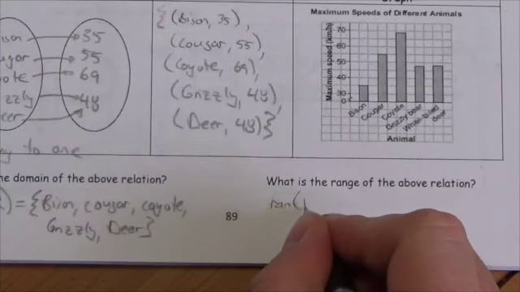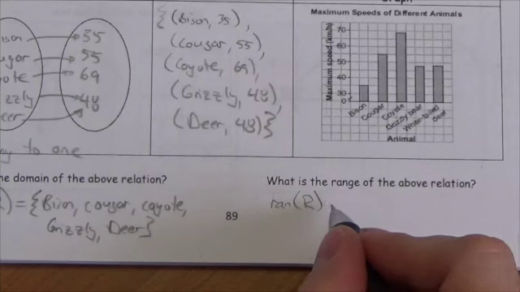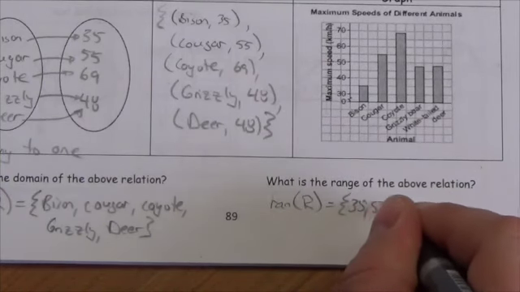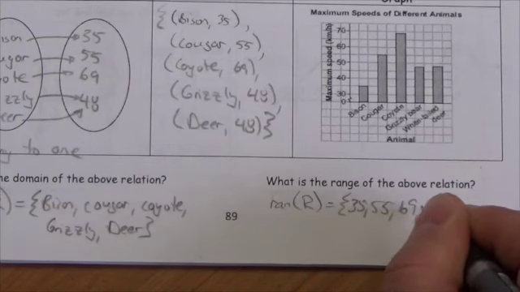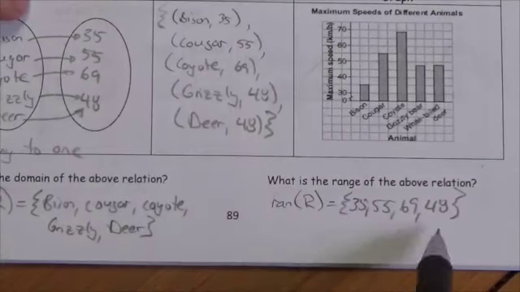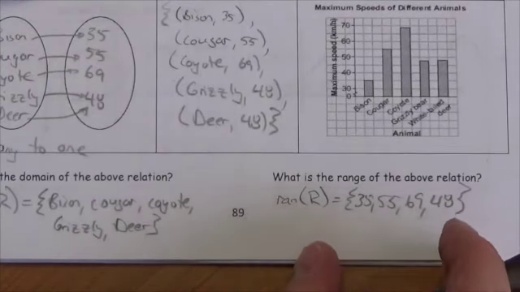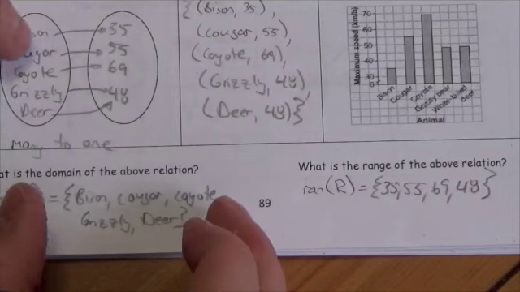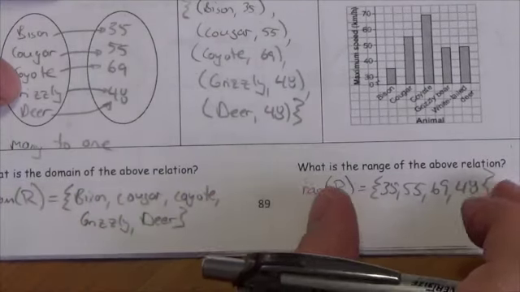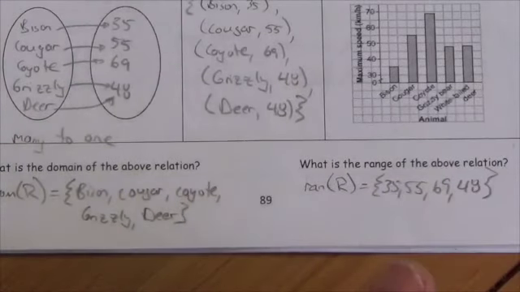The range for that relation, and I'm just calling it R for lack of a better term here, the range is going to be the set of values 35, 55, 69, and 48. Okay? And 48 there, and again, if it shows up twice, we don't really need to write it twice, that's all we need. But it is interesting, and it tells us something when the domain of the function is a smaller set than the range of the function. Just kind of an interesting idea here.